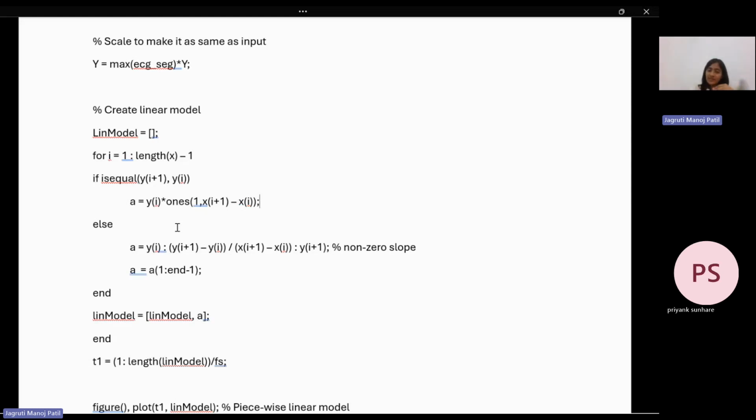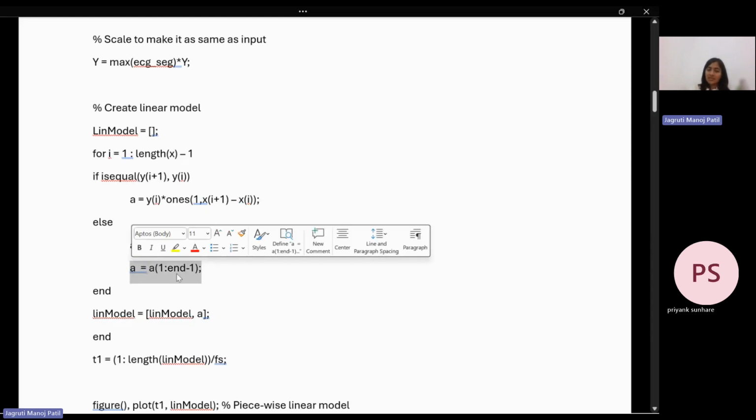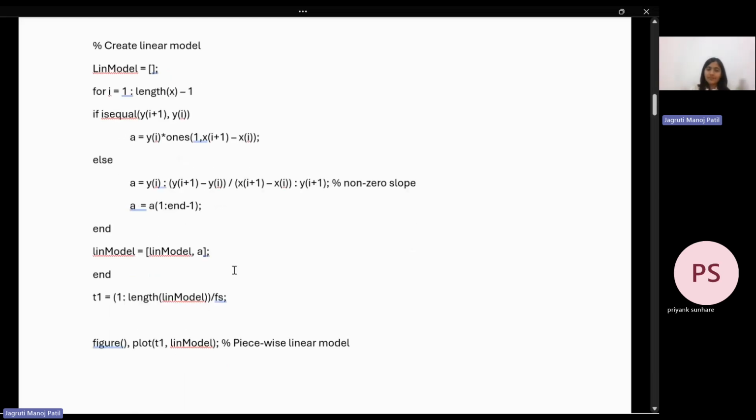So whenever you're doing something like this, you should always define your boundaries and fit it within the two values. Then we are just doing it for the entire segment, that a is equal to a times 1 to n minus 1. Clear? So this is how we created a linear model and stored our values within it.